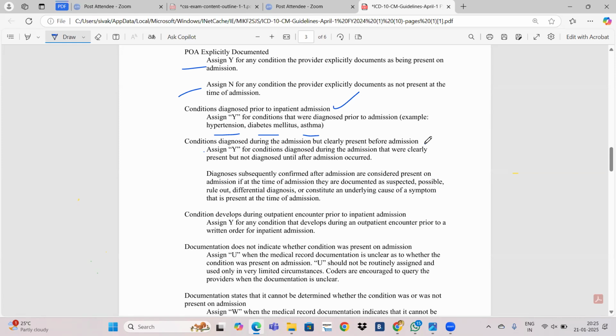Already present. Priorly it is. Clearly it is, but it was evaluated in the hospital. It was not developed in the hospital, right? It was just evaluated. They identified it after admission. So for a condition clearly present at the time of inpatient admission, but which took time to evaluate, for this type of conditions, you need to assign Y indicator.